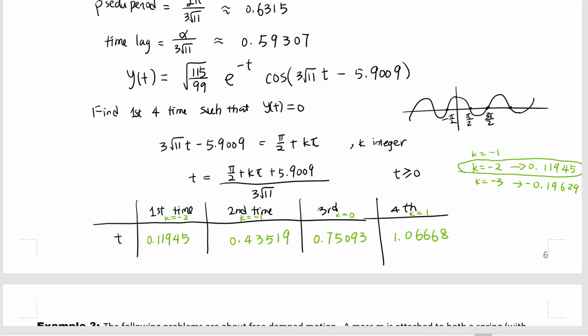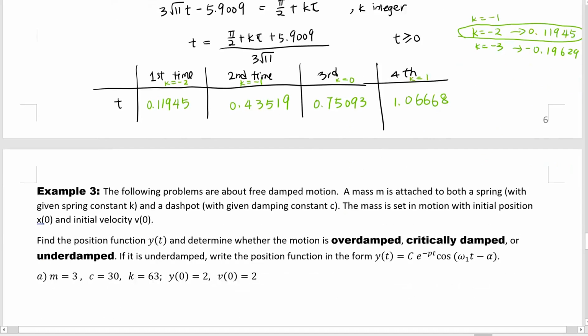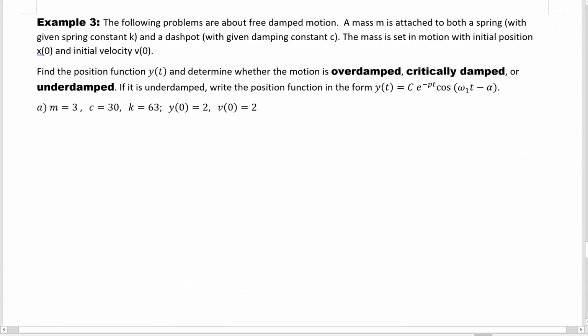Okay, let's continue to look at example 3. The following problems are about free damped motion. A mass M is attached to both a spring with given spring constant K and a dashpot with given damping constant C. The mass is set in motion with initial position x0 and initial velocity v0. Find the position function y of t and determine whether the motion is overdamped, critically damped, or underdamped. If it is underdamped, write the position function in the form of, okay, this guy.